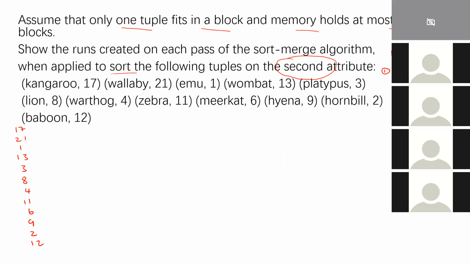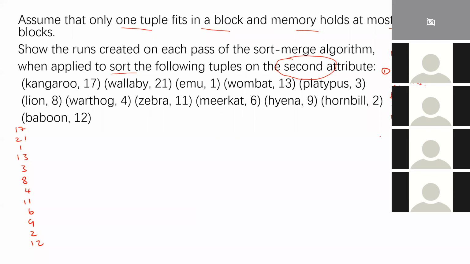You calculate the number of runs. Okay, so you calculate the number of runs by taking the number of blocks. BR will be equal to 12 because one tuple, one block.